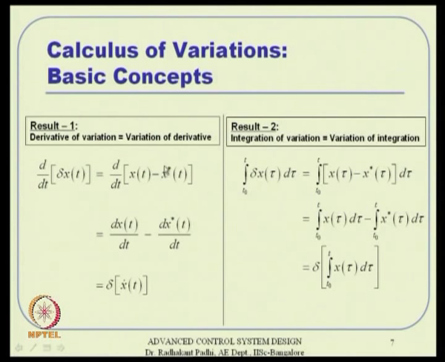If you take the derivative of a variation, and then by definition write x(t) minus x star(t), I can separate it out using the laws of calculus, and it turns out like that. Once I interpret this as x dot of t minus x star dot of t, then this is nothing but the variation of the derivative. So this result is obvious, and very similarly the integral side will also turn out to be like that.